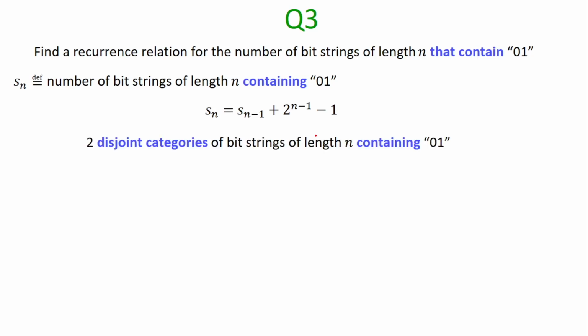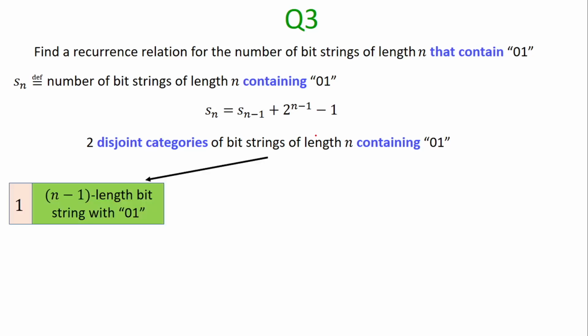Let's see why. It turns out that we can have two disjoint categories of n length bit strings containing 0, 1. Category 1, where the string starts with 1. If it starts with 1, in order that the overall string has an occurrence of 0, 1, we need that the remaining n minus 1 length bit string should have an occurrence of 0, 1. As per our definition of the S function, I will be having S of n minus 1 such bit strings.